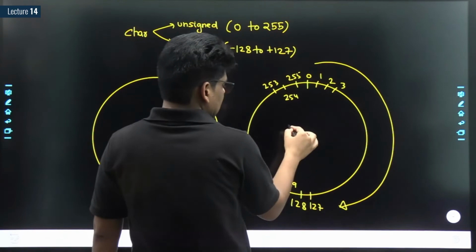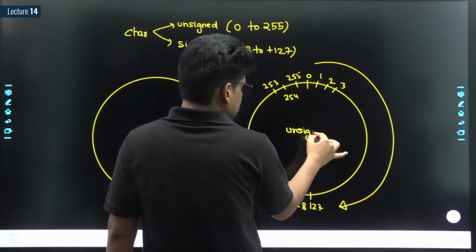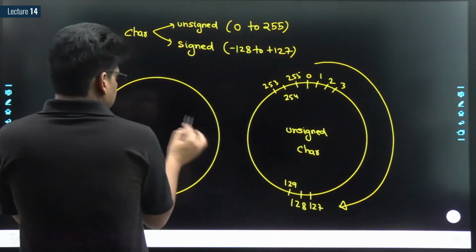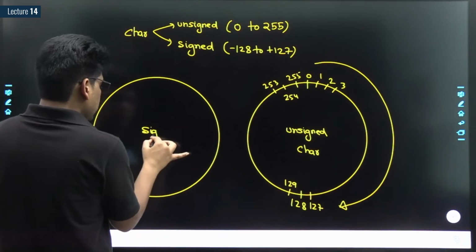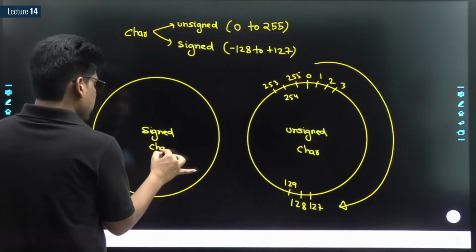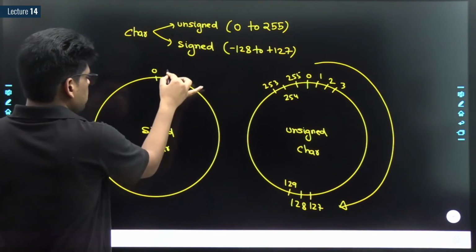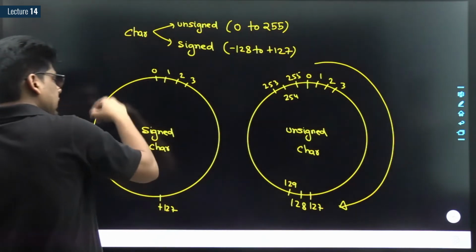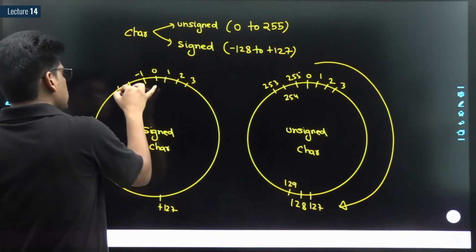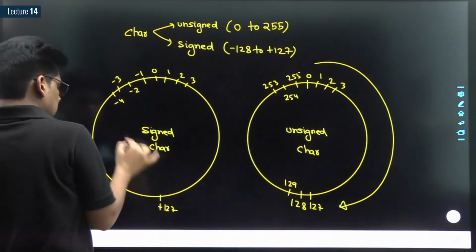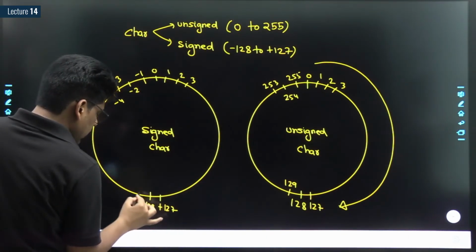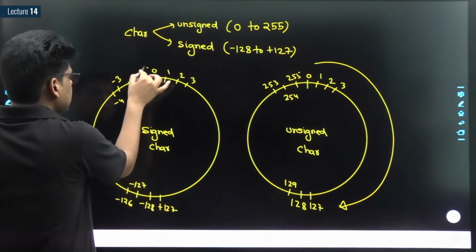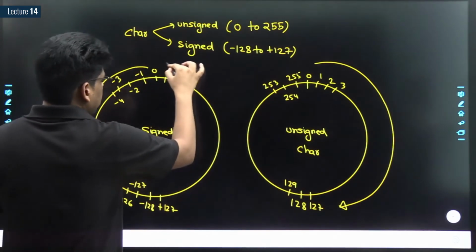This is unsigned character system. This is unsigned char. But if I talk about signed char, sir, the counting starts from 0, 1, 2, 3, and goes till plus 127. But in negative, minus 1, minus 2, minus 3, minus 4, and it goes till minus 128, minus 127, minus 126, like this.